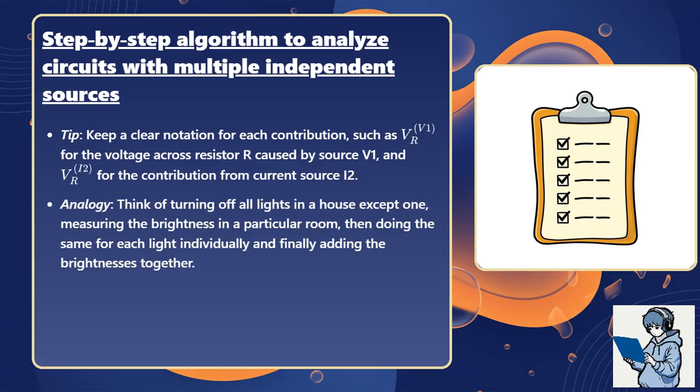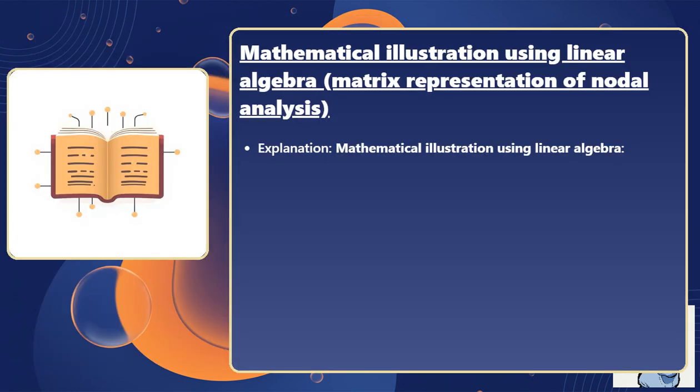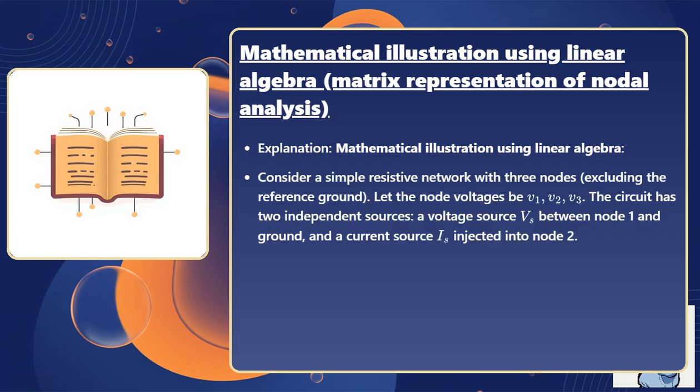Analogy: think of turning off all lights in a house except one, measuring the brightness in a particular room, then doing the same for each light individually, and finally adding the brightnesses together. Explanation: mathematical illustration using linear algebra. Consider a simple resistive network with 3 nodes excluding the reference ground.